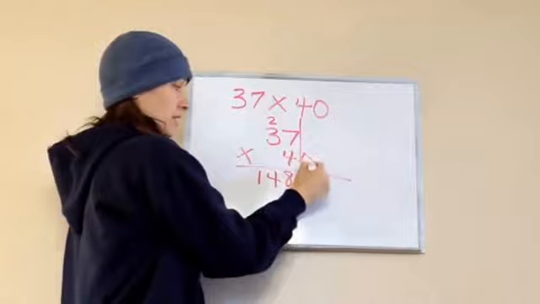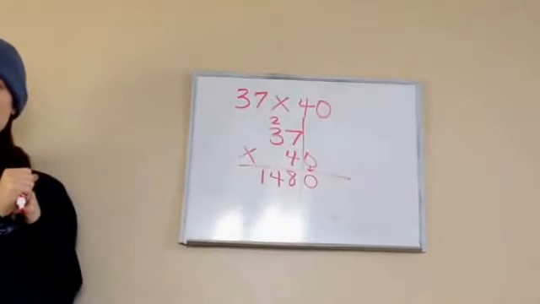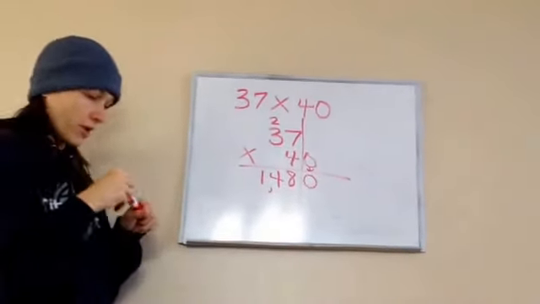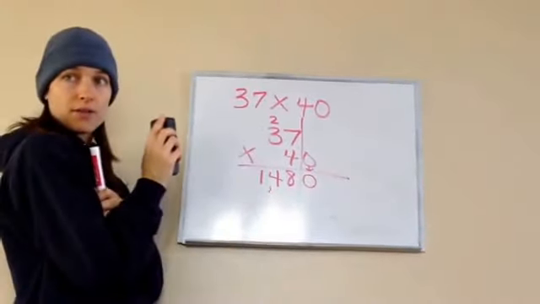But then what do I do with this 0? I bring it down. So my final answer is what? 1,480. Very good. 1,480. Okay? You feel like you understand it? Mm-hmm. Okay.